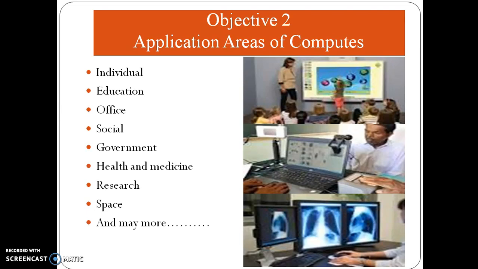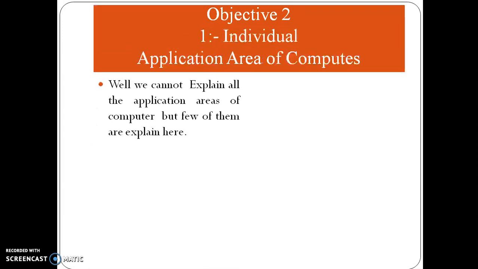The next slide is about objective 2, where objective 2 is application areas of computers. There are several application areas of computers: individual, education, office, social, government, health and medical, research, space and many more. We cannot explain all the application areas, but a few of them we will try to explain.